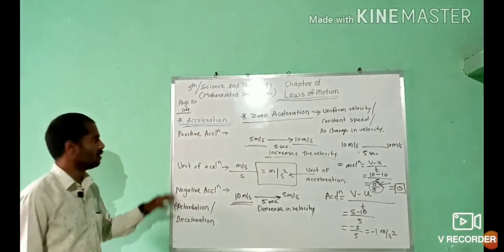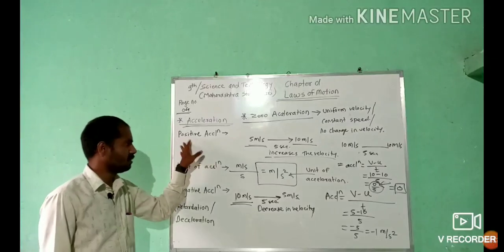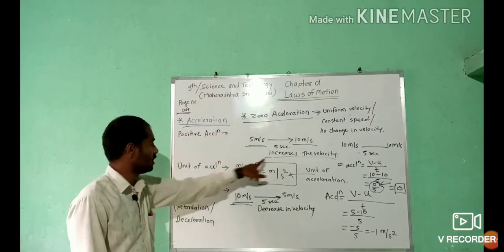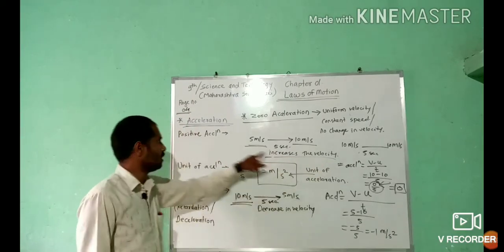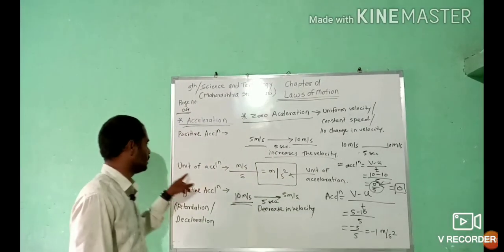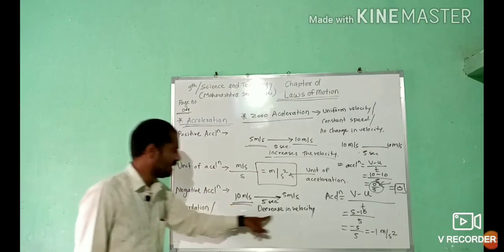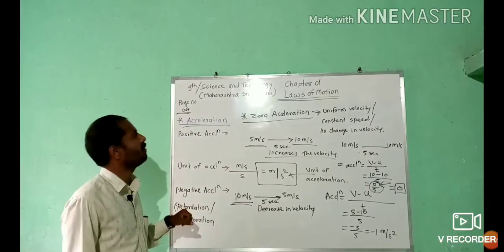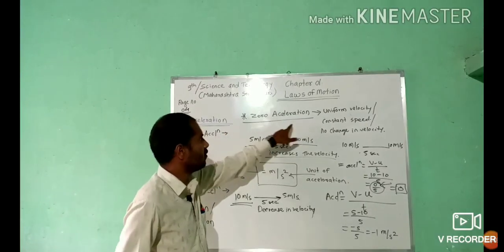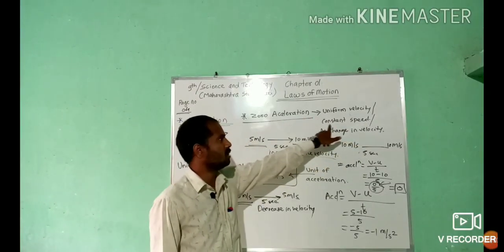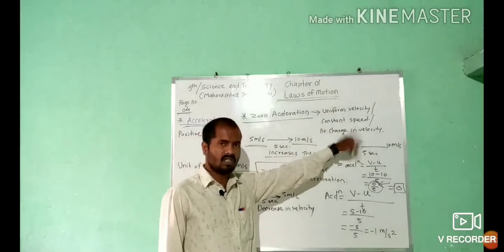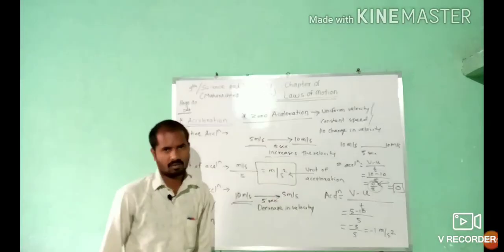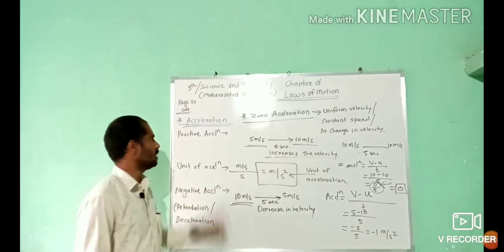Let us recall again. Positive acceleration: when an object increases its velocity, it is called positive acceleration. If the object decreases its velocity, it is called retardation, deceleration, or negative acceleration. If the object is moving at a uniform velocity, with constant speed and no change in velocity, that is called zero acceleration. Got it? So that is acceleration.